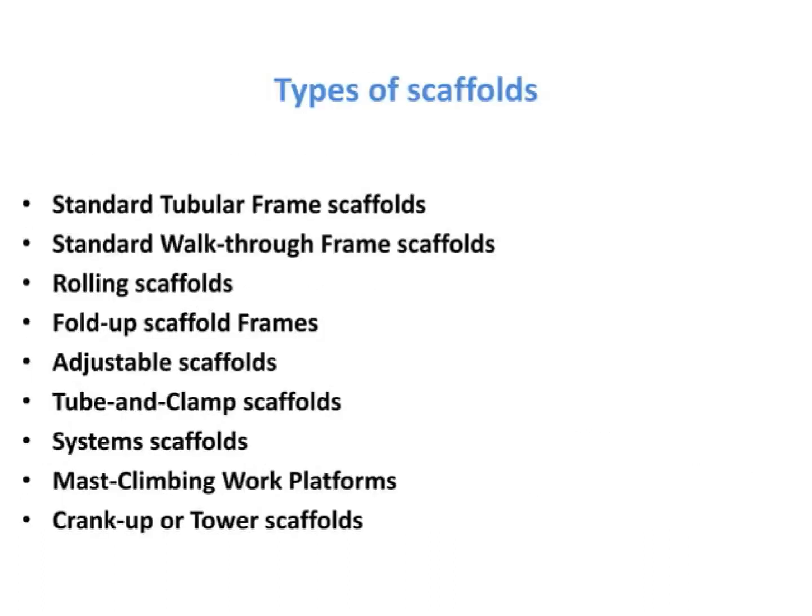Scaffolding is a common tool used to help workers work at height safely. There are several types of scaffolds, such as standard tubular frame, standard walk-through frame, rolling, fold-up frame, tube and clamp systems, mast climbing work platforms, and crank-up or tower. When using scaffolds, it is essential to be aware of the type you are using and to follow all safety instructions.